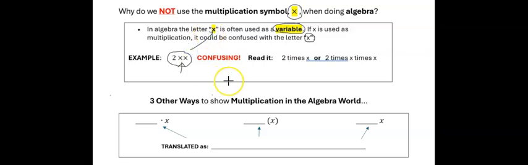So we're going to show you ways that you are allowed to enter your answers and write your answers so that you're using what we call proper notation. So here's one thing you can replace that multiplication symbol with. It's the dot.